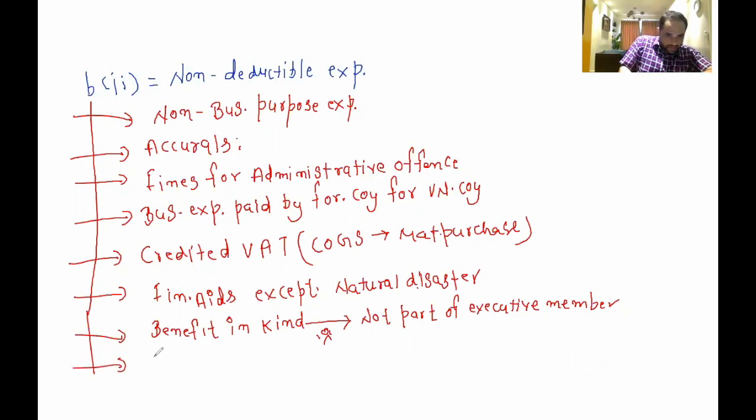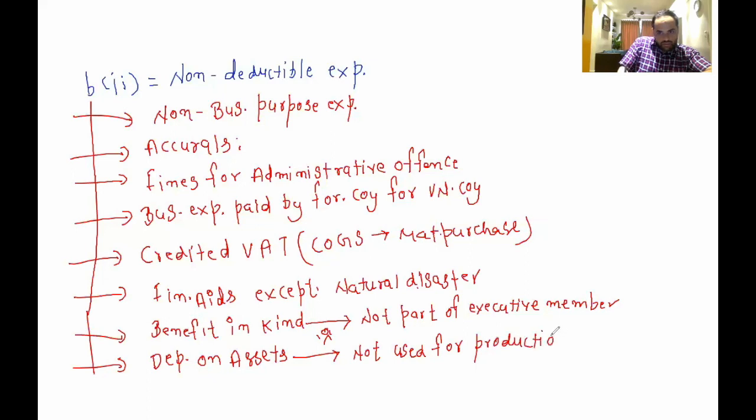Next one is depreciation on assets which is not used for production or business. All right. We are estimating depreciation on the assets, but that asset is no longer used in business. All right. And that asset cannot be used in company operating activity. That will not be treated as a deductible expense.